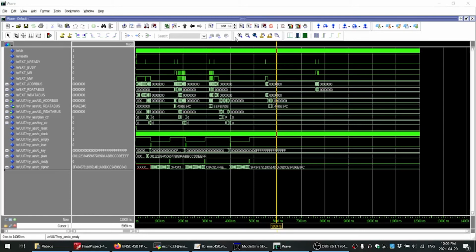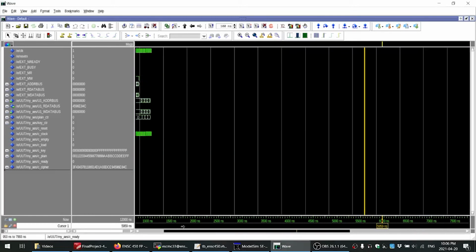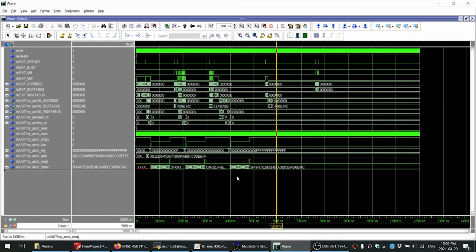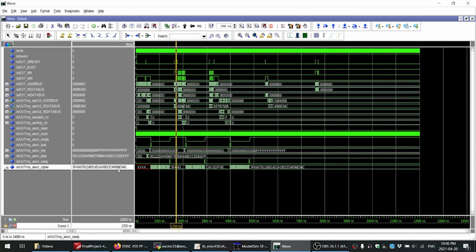And just for a quick overview, so that we can see that the AES core is properly integrated into the SoC. Here in the first test case, these are the input values to the AES, and this is the output.